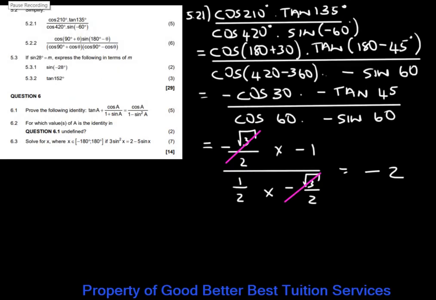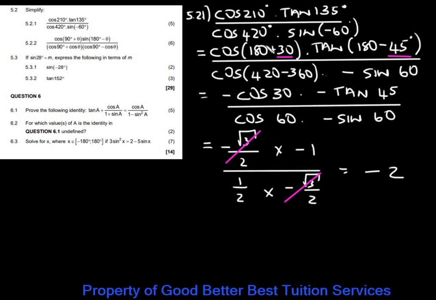Now let's look at the reduction part of the paper. Let's look at 5.2.1. This is numerical reduction. We have cos of 210 times tan of 135 degrees divided by cos of 420 degrees times the sine of negative 60. So we know that this relates to our special angles, and we are going to say cos of 180 plus 30 because we know that 30 is a special angle. We say tan of 180 minus 45, also a special angle.